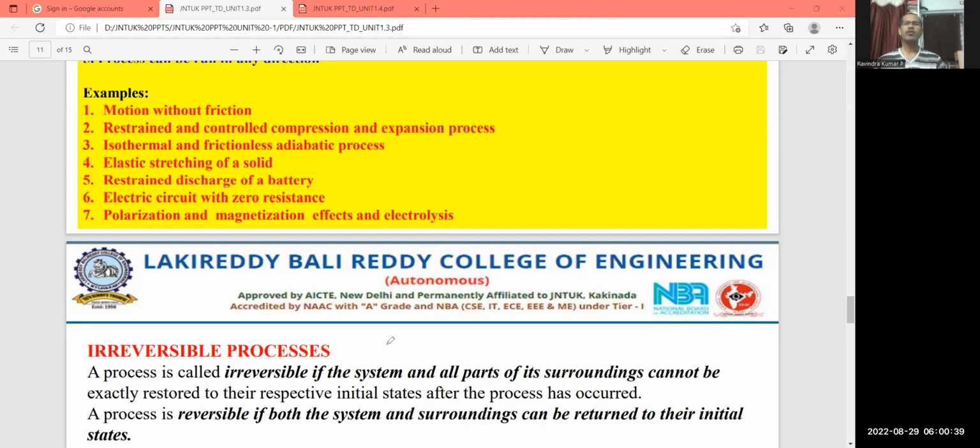The reversible process is a process in which the system and all parts of the surroundings can be exactly restored to their initial states after the process has occurred. So that is known as the reversible process. For example, as I already told you, the household refrigerator and steam thermal power plants, where properties come back to the initial states. That is nothing but a reversible process.